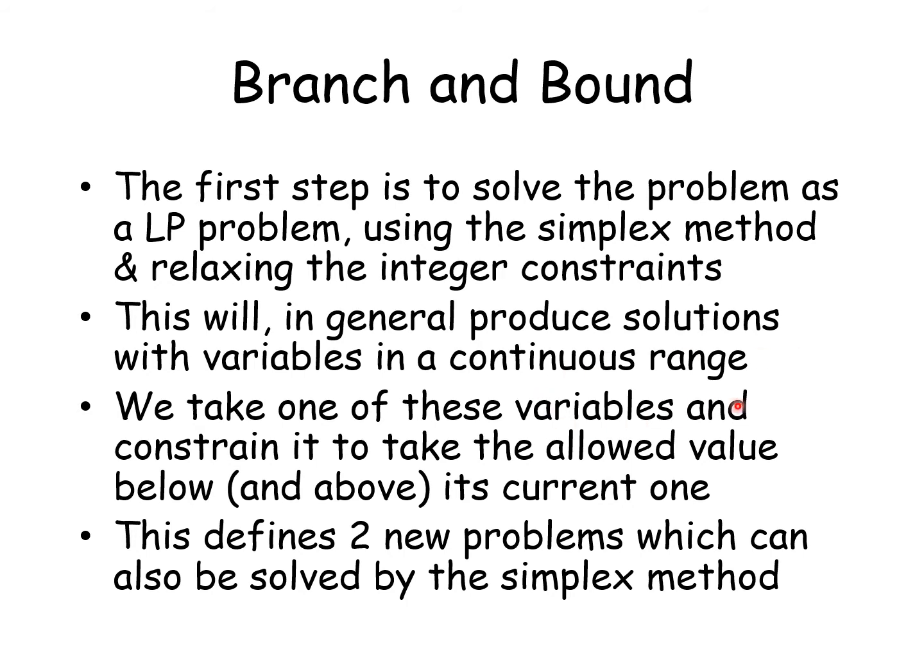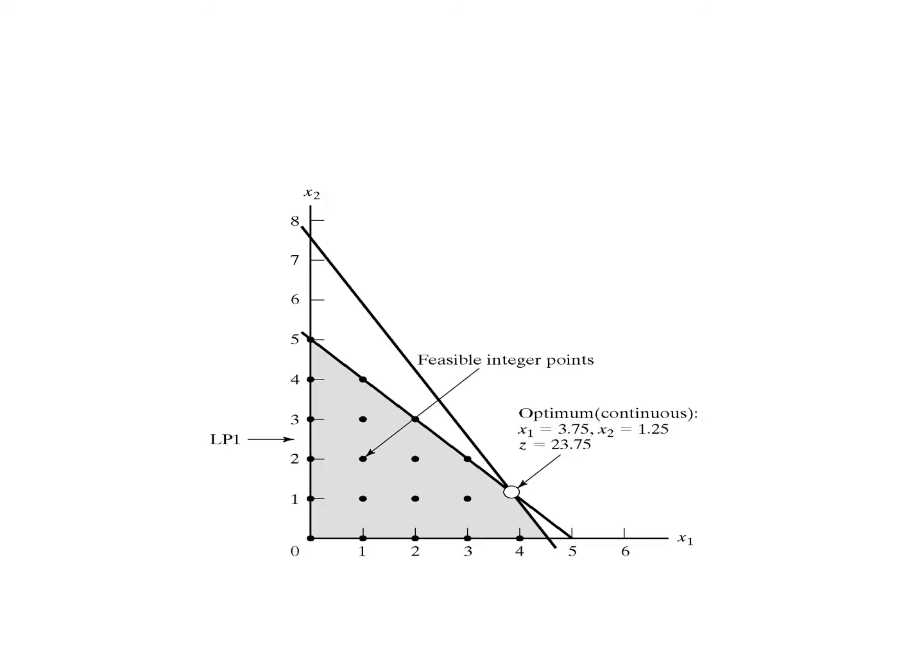We take one of these variables and constrain it to the values above and below its current value. That means we branch on that decision variable. So we add two constraints for two new problems, and we solve these problems that we just defined by branching on one of the decision variables. We're going to see that in the next slide.